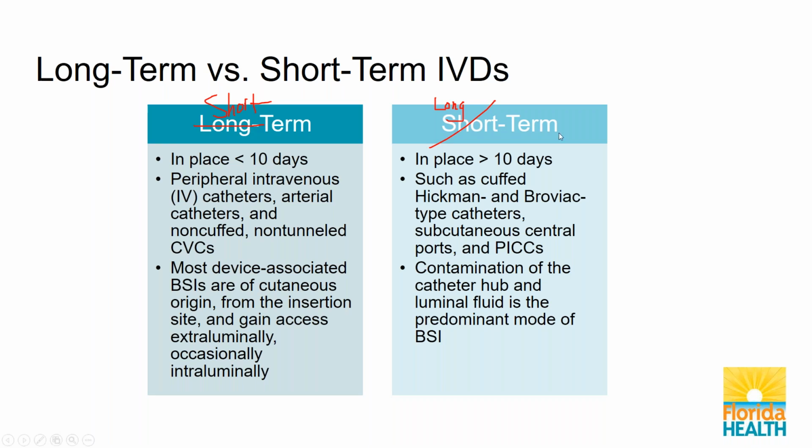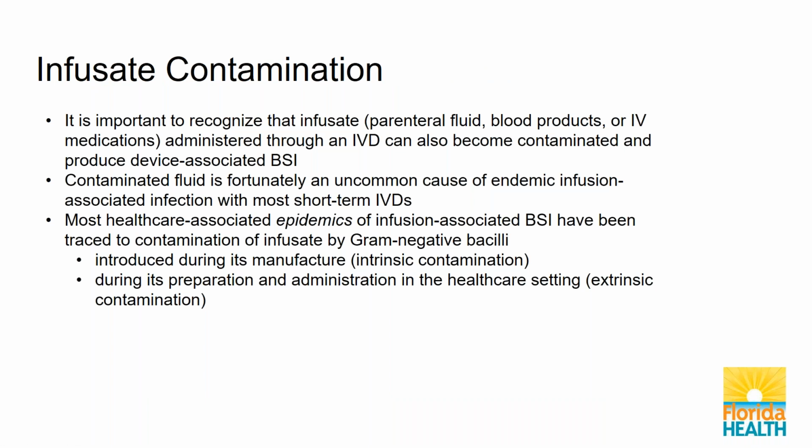So for your long-term catheters, contamination of the catheter hub and luminal fluid is the predominant mode of bloodstream infections. So infusate contamination. It's important to recognize that infusate, parenteral fluid, blood products, or IV medications administered through an intravenous vascular device can also become contaminated and produce device-associated BSIs.